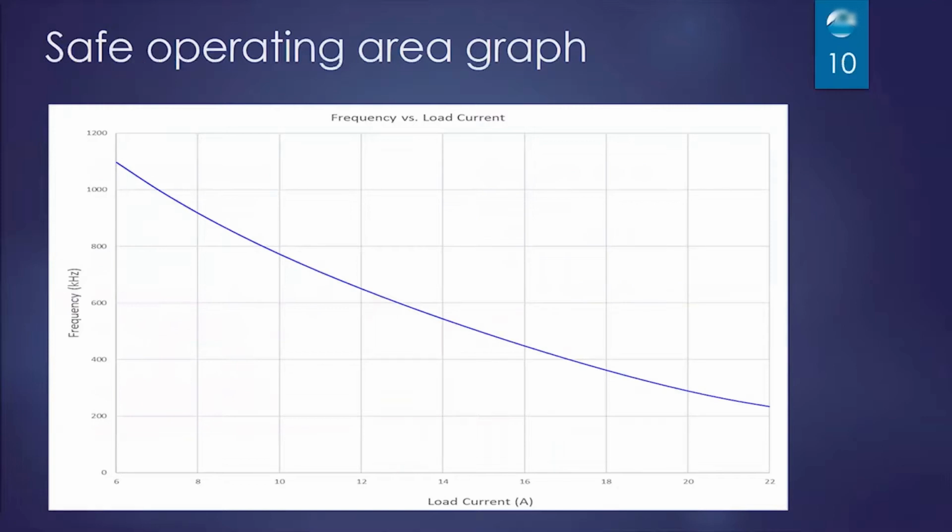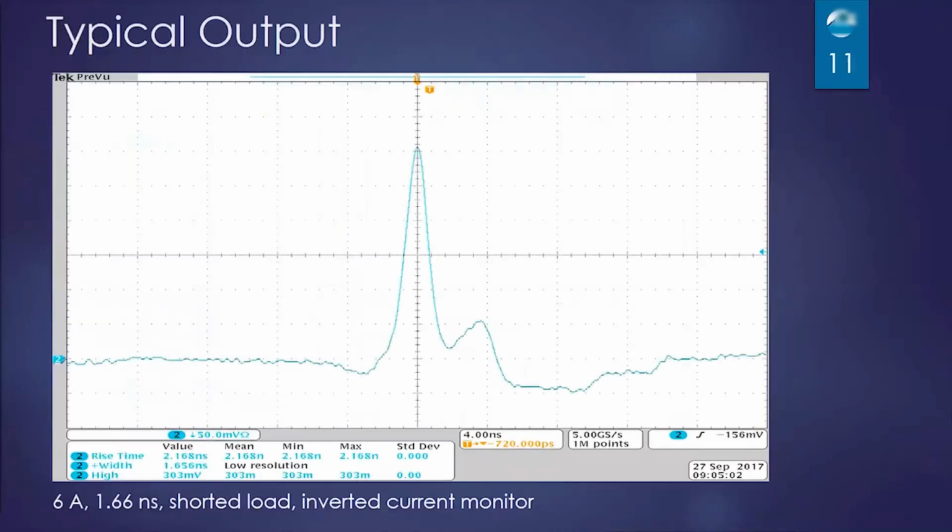If you look along the x-axis, and let's say we want to drive 20 amps on our laser diode, you find 20 amps on the x-axis and you go up until you hit the blue line. Then you go over to the left until you hit the y-axis, and you see that the maximum frequency is right around 300 kilohertz. That is the fastest you can operate at 20 amps.